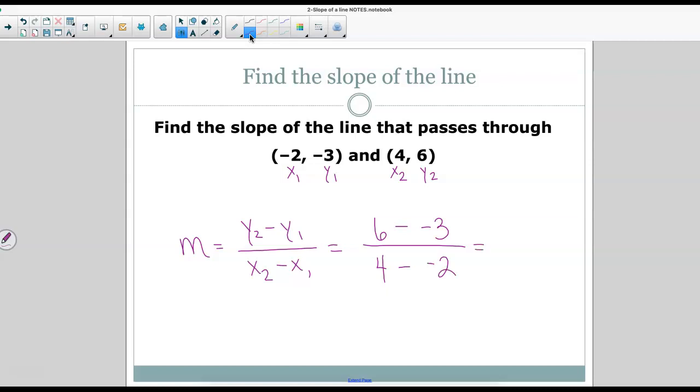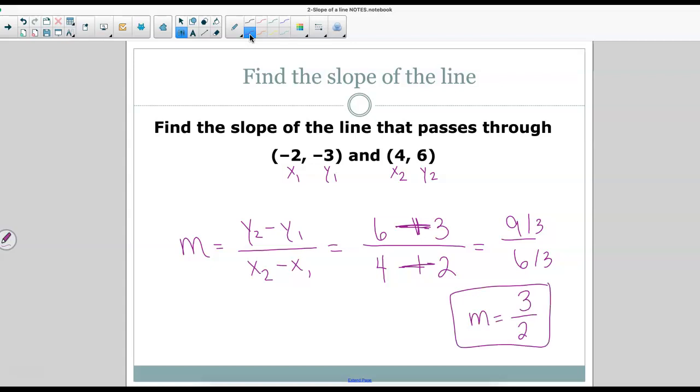And we do the math. What's 6 minus -3? 9. Right? These two minuses become a plus. 6 plus 3 is 9. 4 plus 2 is 6. And then we have to simplify. 9 over 6 is 3 over 2. So the slope, m, is 3 over 2.